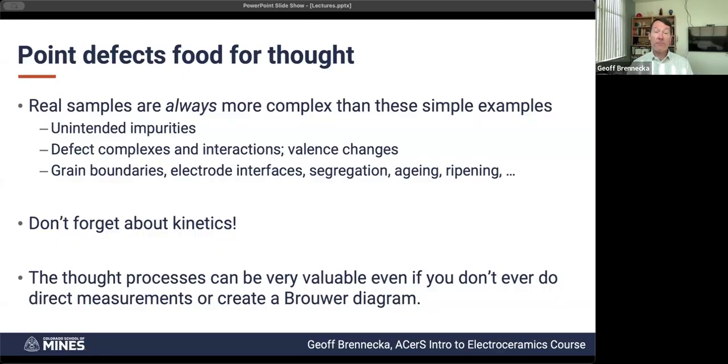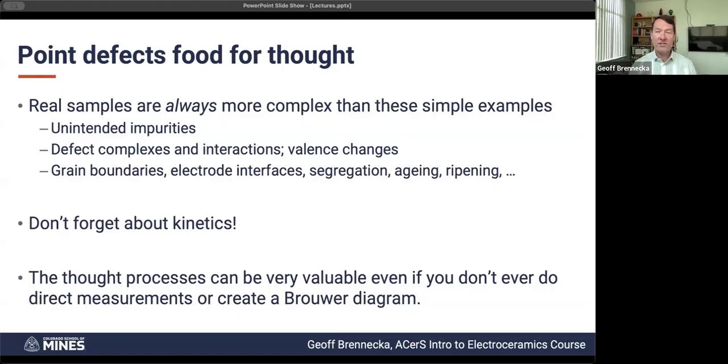We made the assumption up front for this treatment that the defects are non-interacting. That's often not the case, but this can still give us a really good starting point to work out what kinds of relationships we're going to see. However, if we get defect complexes and interactions, so maybe you've got an oxygen vacancy and a lead vacancy that really want to hang out together and end up binding and create a complex that's really hard to break, that can slow down the kinetics, and that can cause other interferences that might be difficult to recognize.